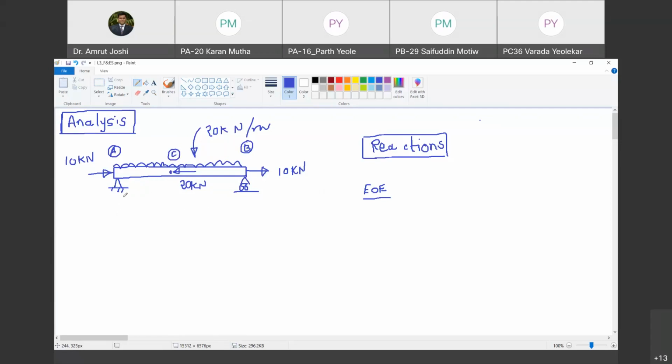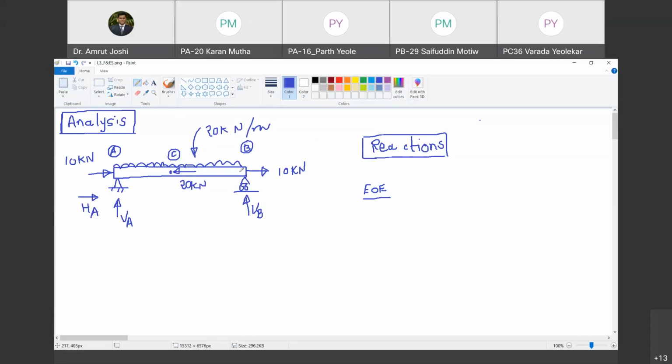So to draw the free body diagram, I am going to show two reactions here at the hinge support. The hinge support can offer a vertical reaction VA, and it can offer a horizontal reaction that I am going to call HA. The roller support can offer only a vertical reaction that I am going to call VB. Are you with me? Yes, sir.